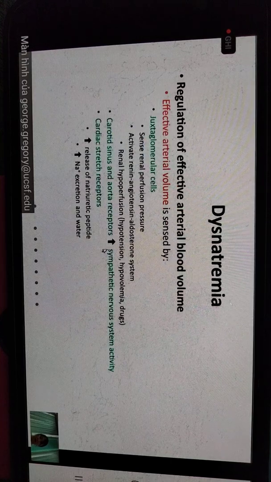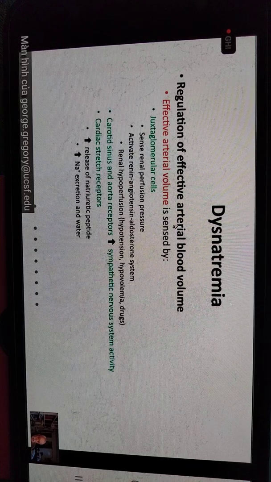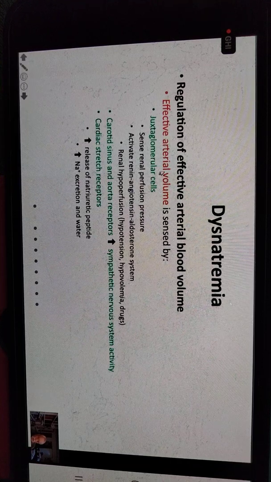And the regulation of the extracellular volume, so the effective arterial volume is sensed by the juxtaglomerular cells. Remember, these are the cells in the kidney that sense the perfusion pressure.